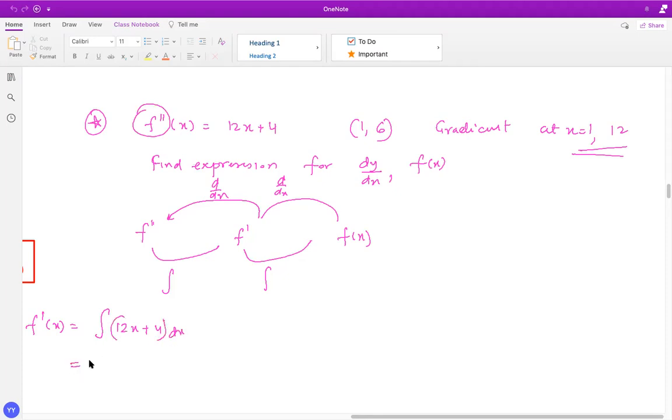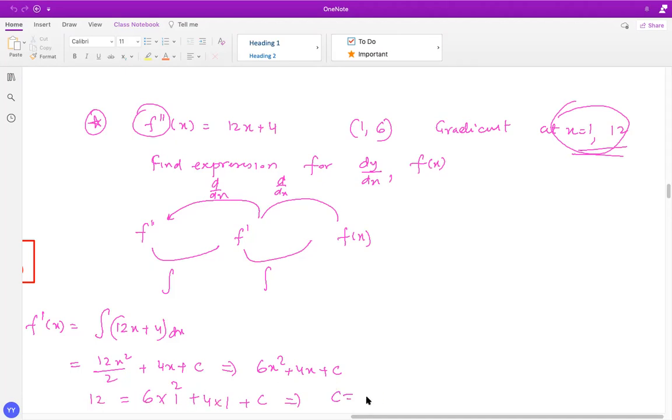So it is 12x squared over 2 plus 4 times x plus c. And this is nothing but 6x squared plus 4x plus c. And it is given that when x is 1, the derivative is 12. So you're going to put 12 equals 6 times 1 plus 4 times 1 plus c. So you're going to get c as, actually, here 6 plus 4 is 10.